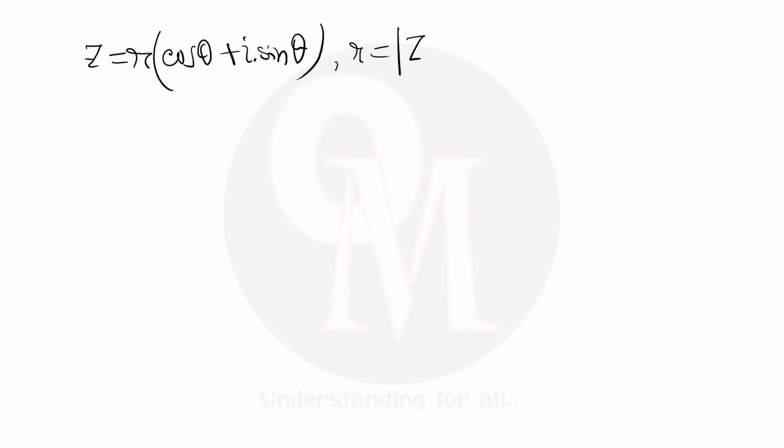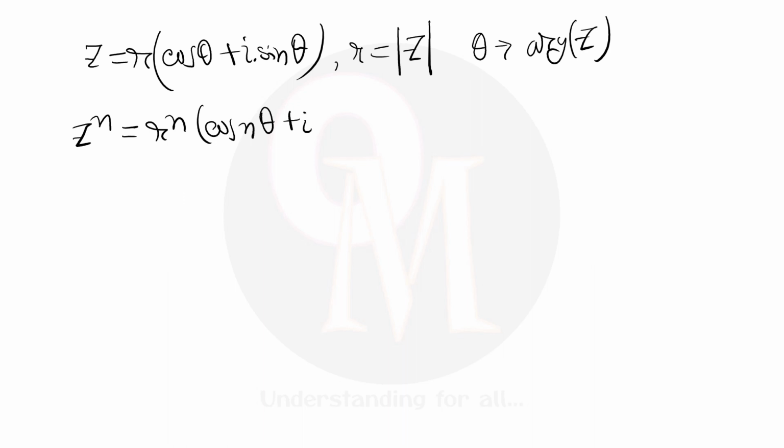From de Moivre's formula we know that we can represent a complex number in polar form. Suppose there is a complex number z, it can be written as r (cos theta plus i sine theta), where r is nothing but the modulus of z and theta is the argument of z. Then z to the power n is equal to r to the power n (cos n theta plus i sine n theta). Here i is iota, that is root over minus 1.